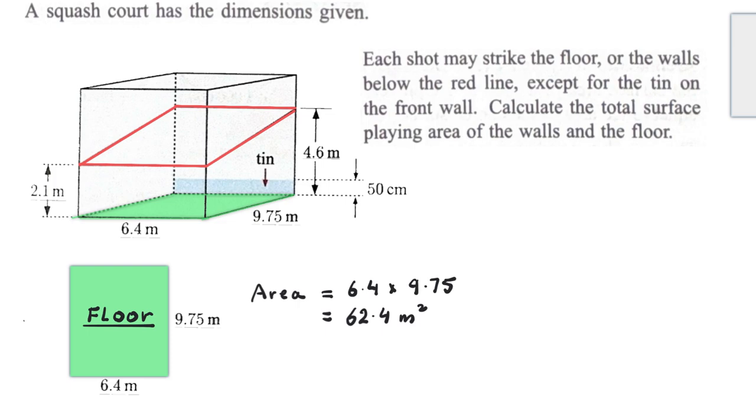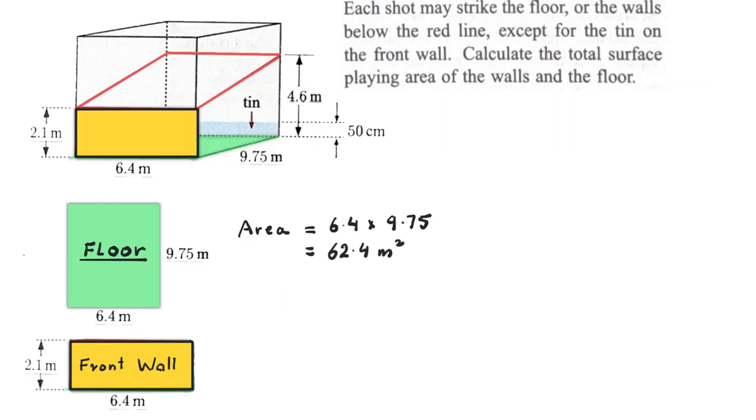Now we need to calculate the surface area of the 4 walls. Let's start with the front wall and the back wall. The front wall is shown in yellow. So the area can be calculated just like we did on the floor area. Area is equal to 6.4 meters times 2.1. And this will result in 13.44 square meters.